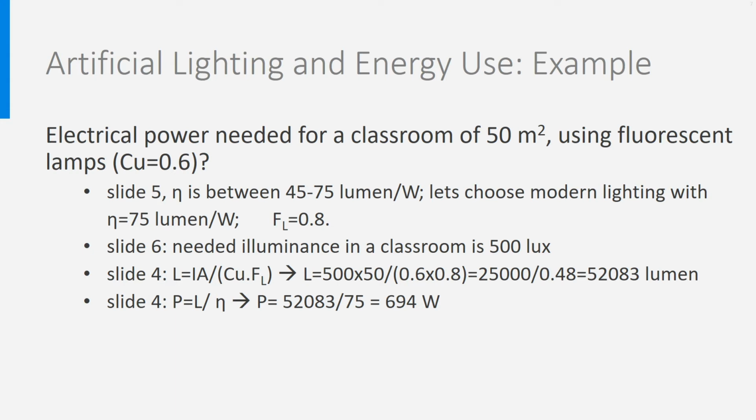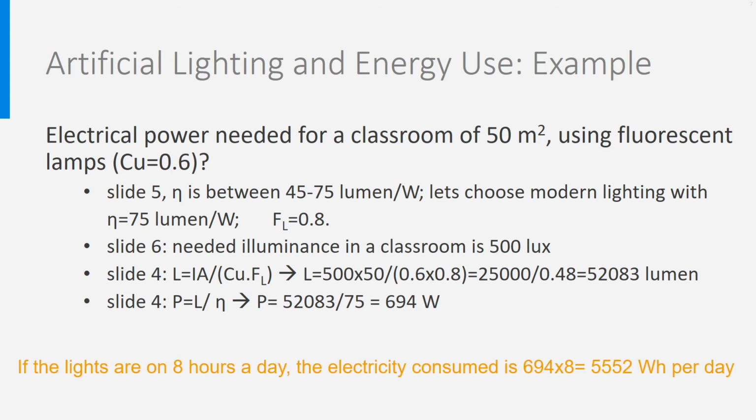From the same table, we know that the light loss factor Fl is 0.8. From the slide after, we know that a classroom needs 500 lux. By now, using the formula on slide 3, we can calculate the luminance L, which is the illuminance times the surface area divided by Cu and Fl, leading to a total luminance of 52,083 lumen. With this luminance and the luminous efficacy, we can deduce the power, which is L divided by eta, leading to 694 watt. And you may remember from another course that to obtain the quantity of electricity consumed, you just need to multiply the power by the number of hours it is on. So, if the lights are on for 8 hours a day, 5,552 watt-hours are needed a day.